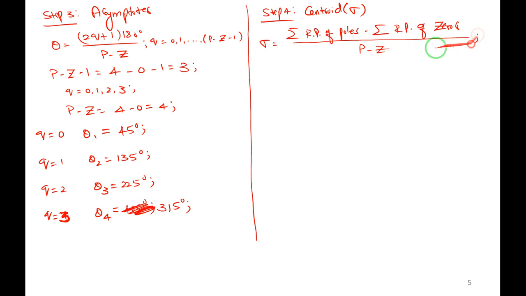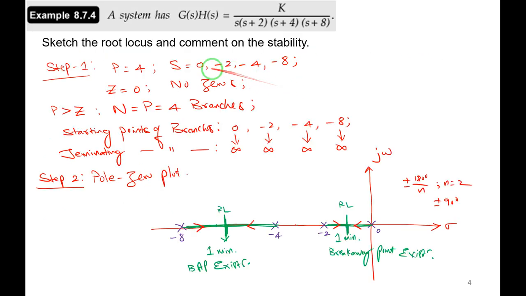Okay, sigma, the sum of the real part of the poles. What are the poles? 0, -2, -4, and -8. There are no complex parts here, only real parts. So you will add all these: 0 plus -2 plus -4 plus -8.